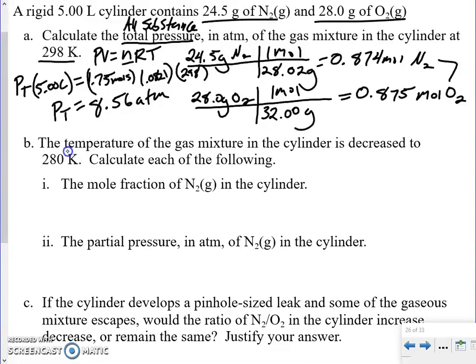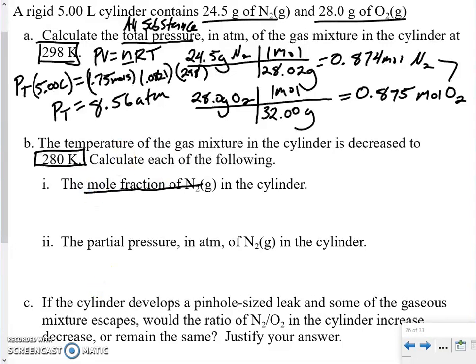From here, the temperature of the gas mixture in the cylinder is decreased to 280 Kelvin. Calculate each of the following. So notice the temperature here versus the initial temperature of 298. Is a change in temperature going to affect our pressure? Think about that for just a second, and let's continue on.